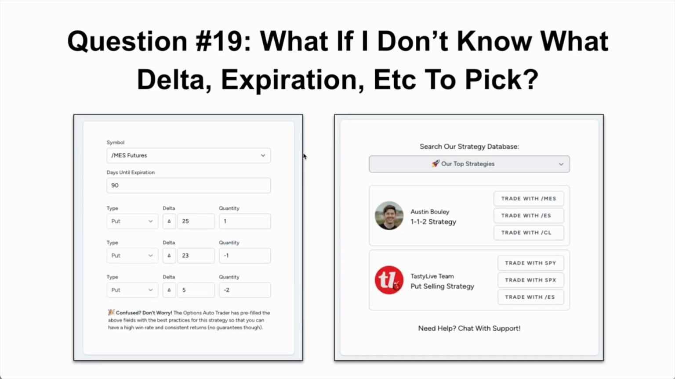Question number 19, what if I don't know what delta, expiration, gamma, etc. to pick to set up a trade? Well, first off, if you're going through the strategy, the options auto trader creator flow to create an auto trader, we actually preload all the best practices in there for you. So again, you can change it, but the best practices that have the highest win rate and the most profit have already been plugged in there for you, so you don't have to think about it. But if you just want to use one of our templates, as mentioned earlier, you can.